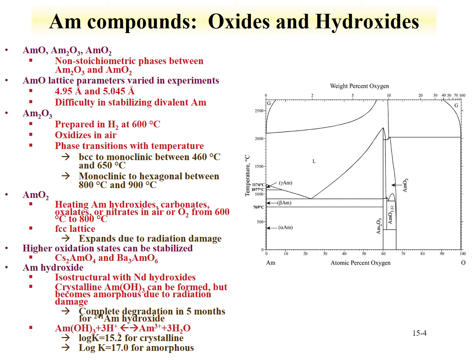Americium hydroxide, which can be formed from the precipitation of americium-3 in basic solutions, is similar and isostructural to neodymium hydroxide. The compound can be crystalline, but becomes amorphous due to radiation damage. The hydrolysis constants and the solubility constants are known, and this behavior between crystalline and amorphous variations is reflected in the Ksp.